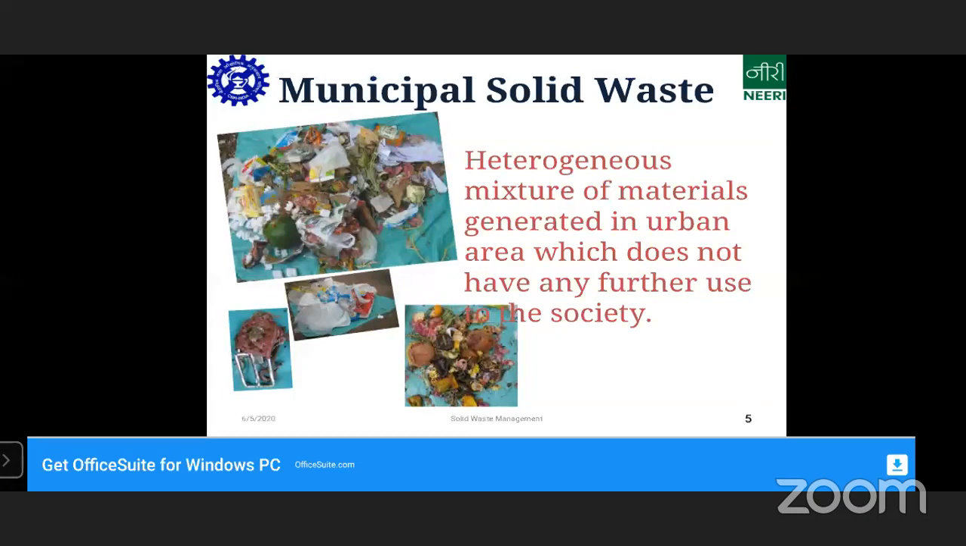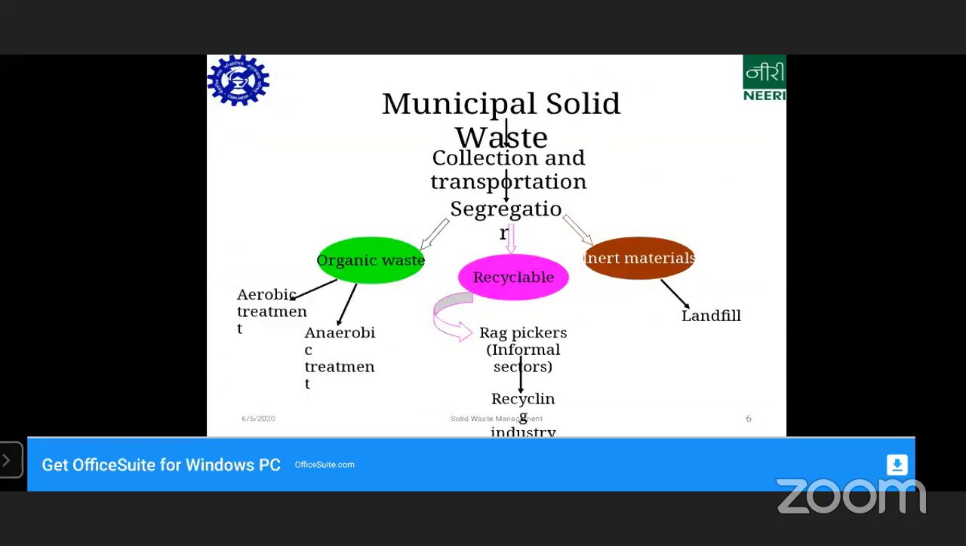It is generated in the urban area and does not have any further use in the society. So what happens? You generate some solid waste, then there is some collection and transportation. You might be well aware that in the cities there is a collector who comes to the doorstep, or you might have to drop it somewhere near your house or in your locality. Then it is transported to a nearby area where it is segregated, or the segregated waste itself is transported.